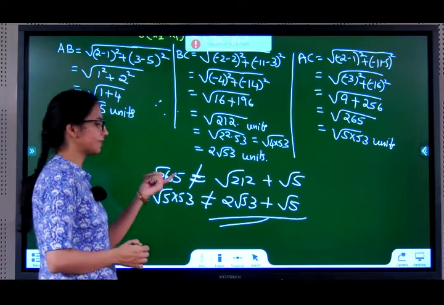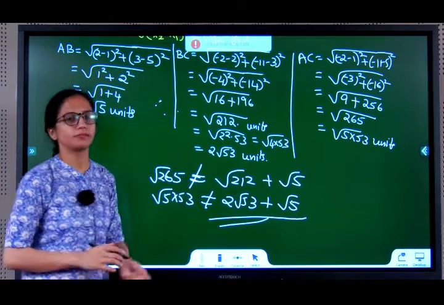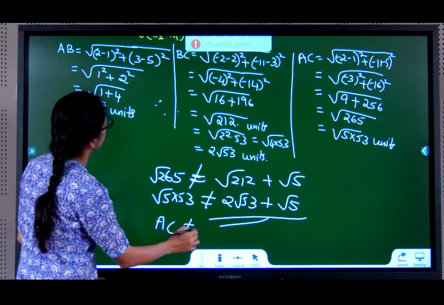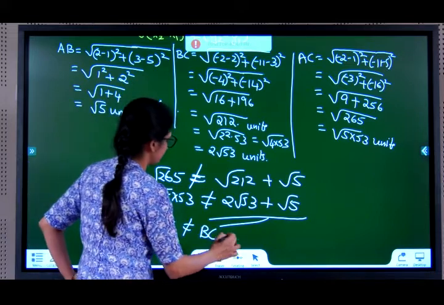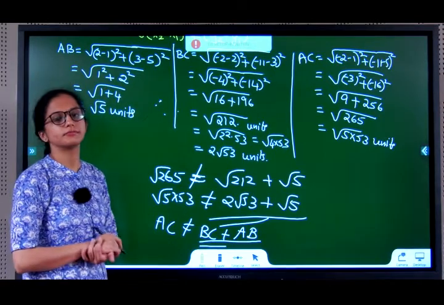How did we get to know? Take the biggest side on one side, take the other two smaller sides on the other side, and see if they are equal. This was AC, not equal to BC plus AB. Therefore, A, B, C are not collinear.